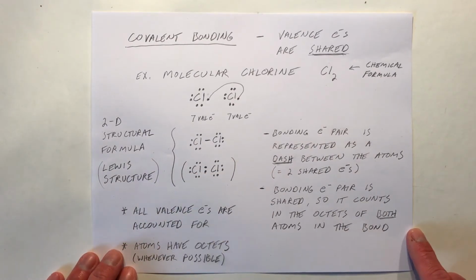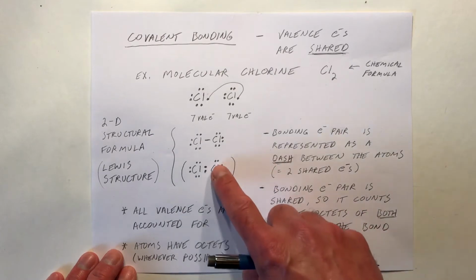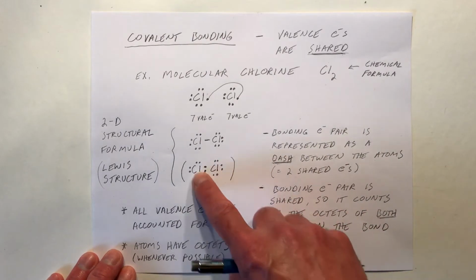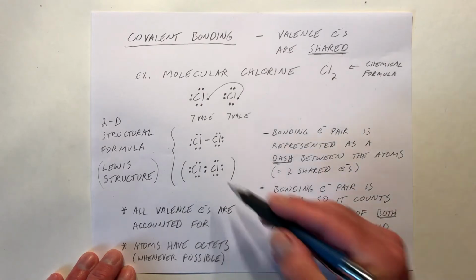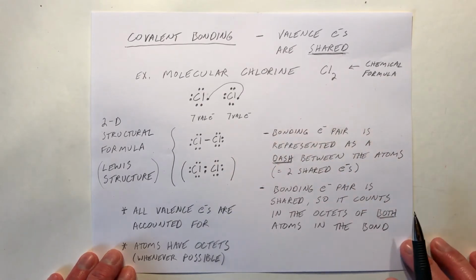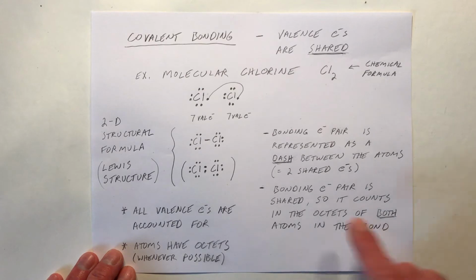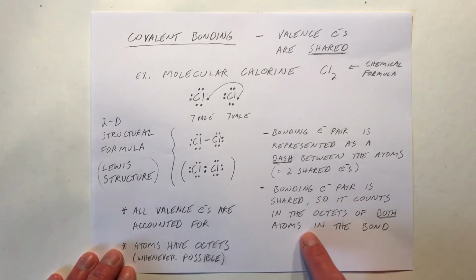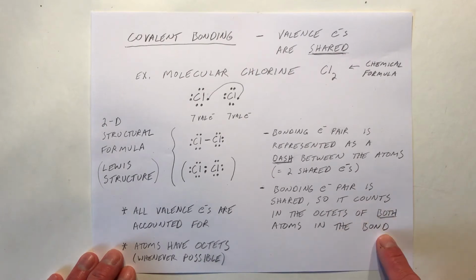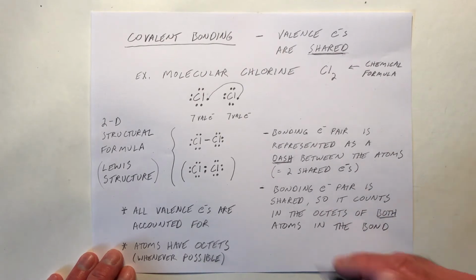Now, if you want to, you can omit putting in the non-bonding electron pairs, but when you first begin to do these, you should really put the non-bonding electron pairs in. The bonding electron pair is shared, so that means it counts in the octets around both atoms in the bond. Let's make sure we have a valid structure.